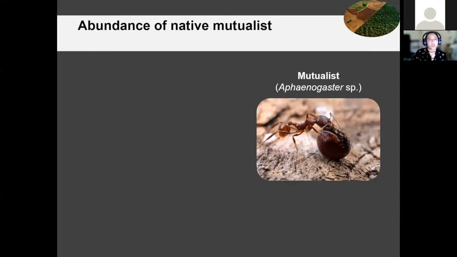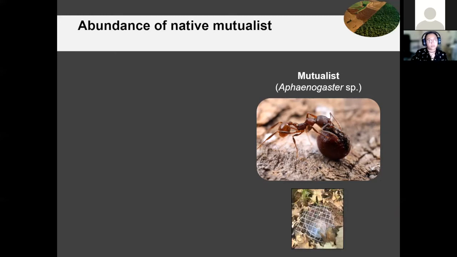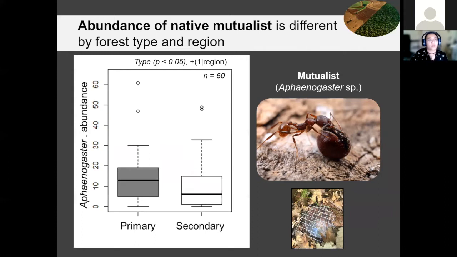So we can look at the keystone dispersers by looking at my pitfall trap data. When we compare it between primary and secondary forests, we do find that there is significantly higher amounts of Aphaenogaster in primary forests compared to secondary forests. But this clearly is not the only thing that's impacting seed dispersal, so we wanted to look further into other interactors.